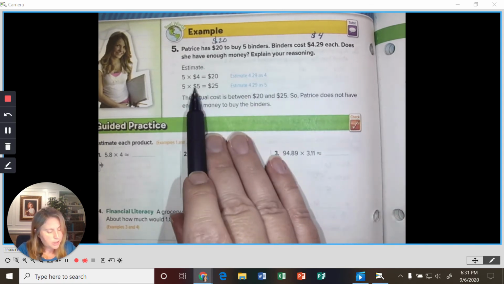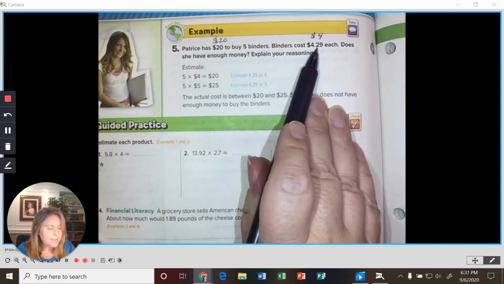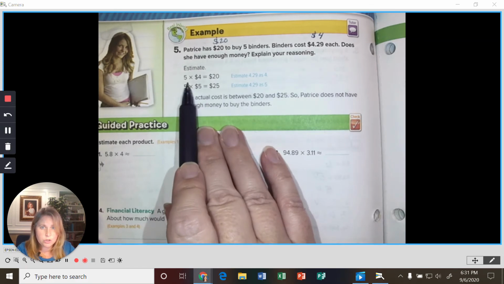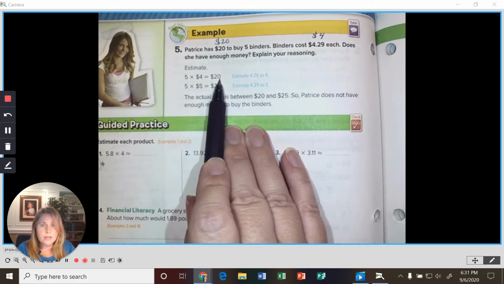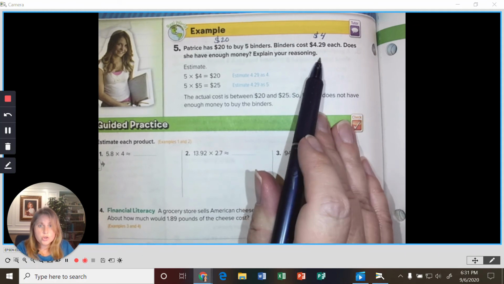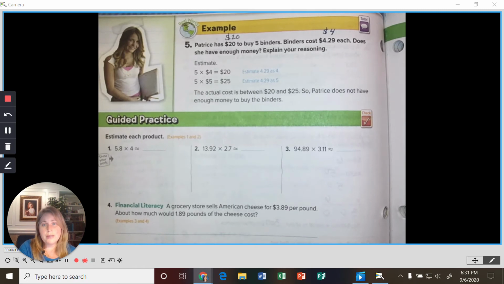So let's see here. She only has $20. We rounded this down to $4. So $4 times 5 binders would be $20. And they were not actually $4. They were a little more than $4 each. So she won't quite have enough for 5 binders. She'll only have enough for 4 of her binders.